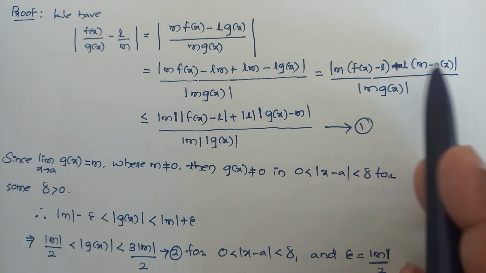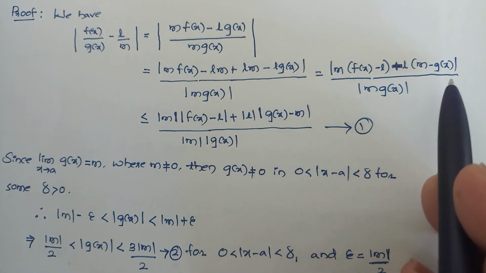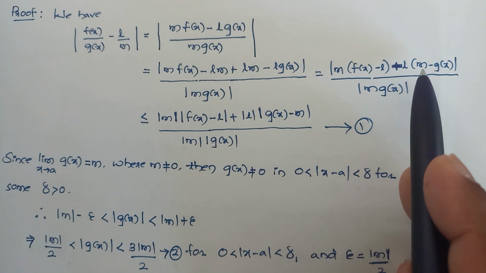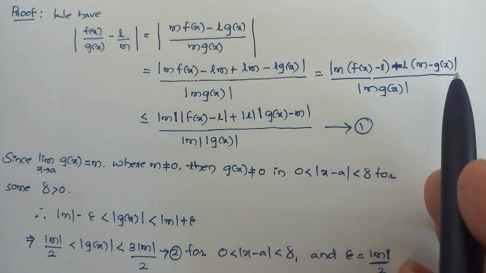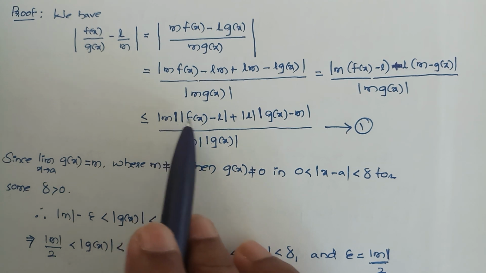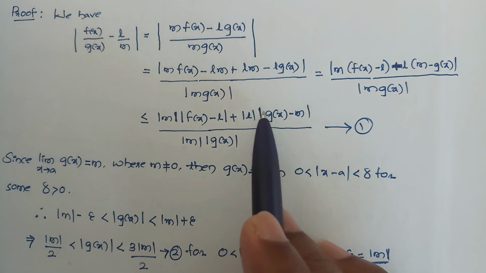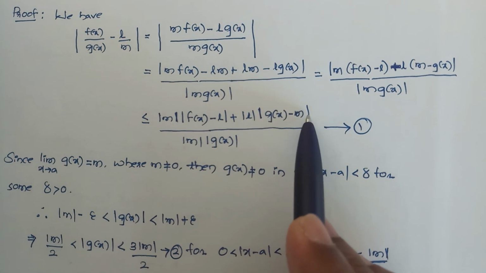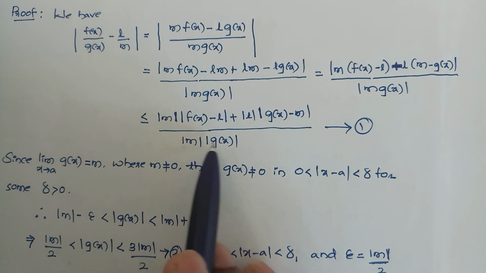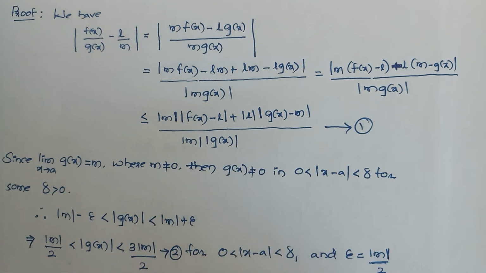Then if I take minus common, it will become modulus of minus into g of x minus m. So you know that modulus of minus x is what? Modulus of x. So therefore we can write this as modulus of m into modulus of f of x minus L plus modulus of L into modulus of g of x minus m, whole divided by modulus of m into modulus of g of x. Take it as equation number 1.